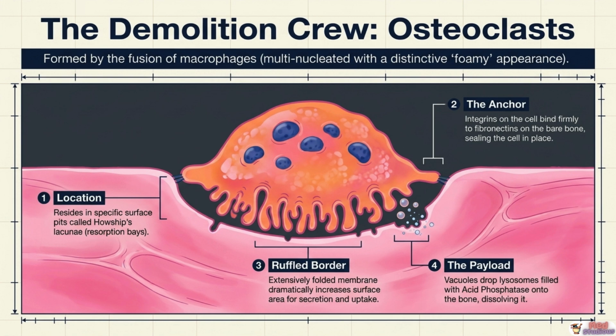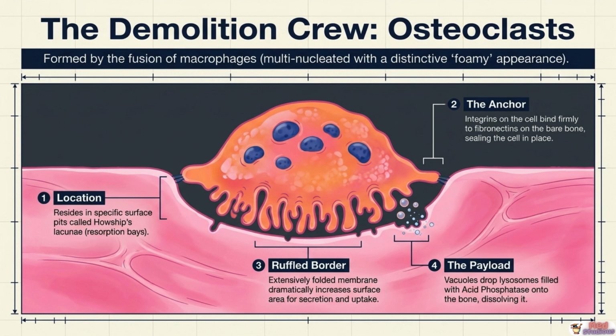Osteoclasts work in 4 precisely coordinated steps. First, location. They seek out and occupy specific erosion pits on the bone surface, called Howship's lacunae, also known as resorption bays. Second, the anchor. Integrins on the osteoclast cell membrane bind tightly to fibronectin proteins on the bone surface, creating a hermetically sealed compartment between the cell's underside and the bone, isolating the resorption zone.